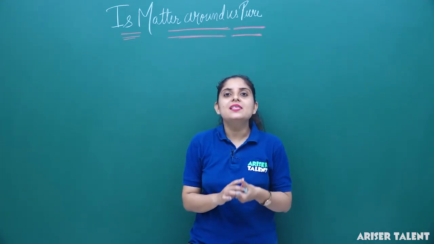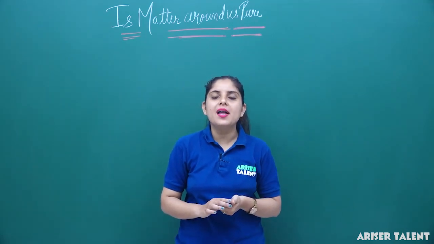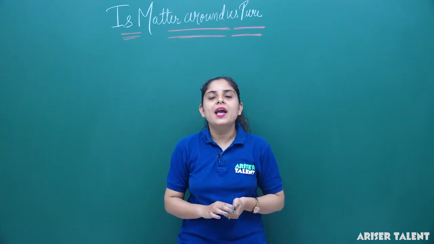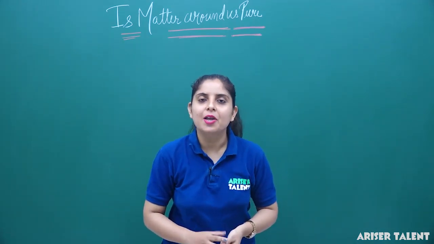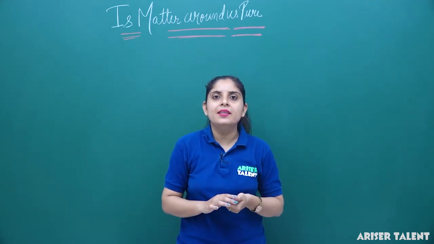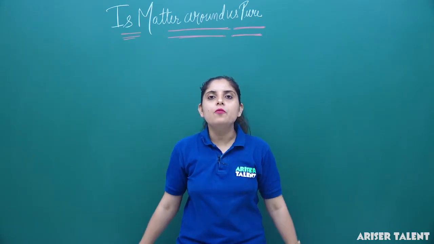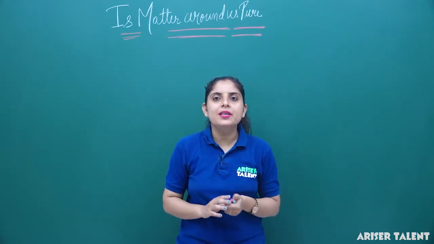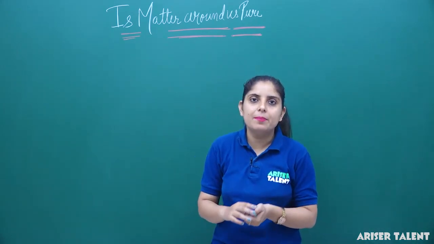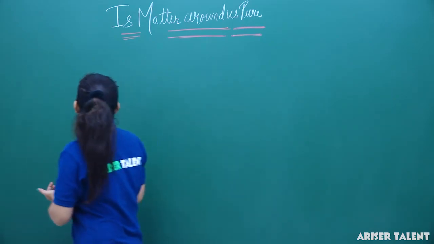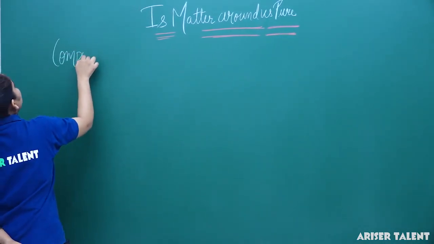We were on the second chapter of class 9th chemistry, Is Matter Around Us Pure. In our previous lecture we had a discussion about the introduction and saw the categories in which we have classified the elements. We discussed metals, non-metals and metalloids. Now we are continuing our lecture, and today we are going to cover two major topics, compounds and mixtures.